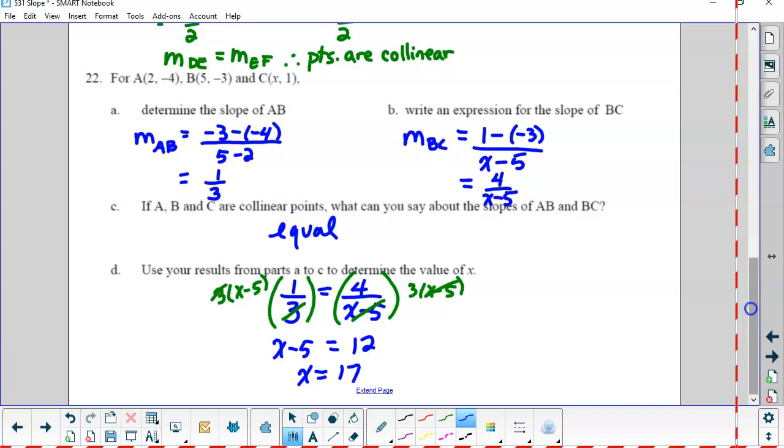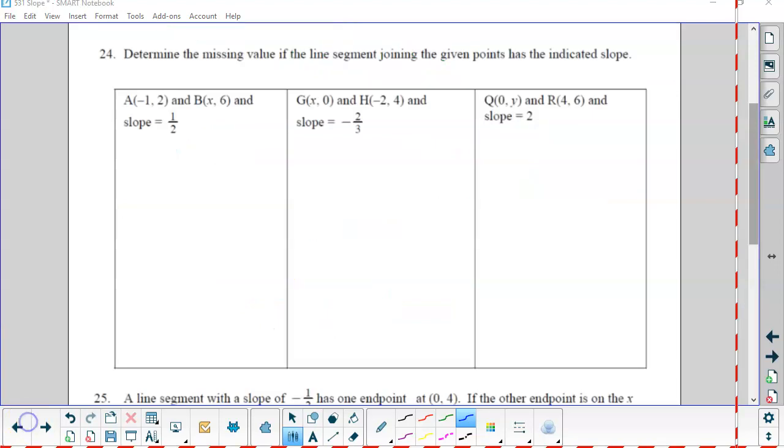Okay, so in 24, now we're given just 2 points, and we're actually given the slope. This is even easier than the last questions. So we're told what the slope is, so we know the slope of AB is 1/2. And now use your formula, so y2 minus y1 over x2 minus x1. Okay, and that's your equation to solve.